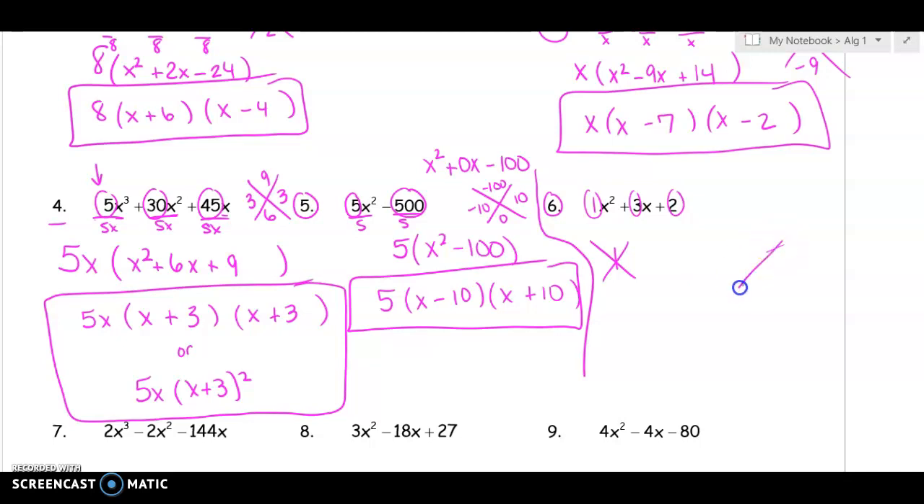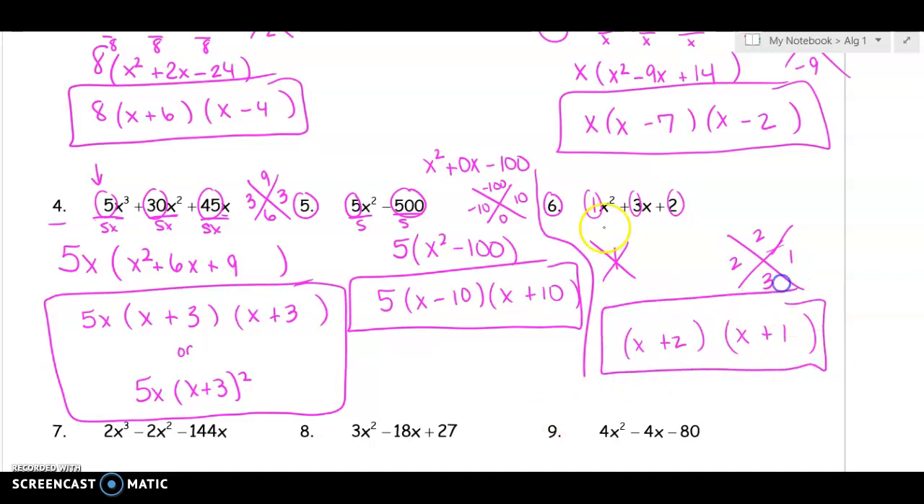So the next step is just a box problem. It's got to multiply to be 2 and add to be 3. Those numbers are going to be 2 and 1. So you just make two sets of parentheses. X goes at the front of both. Positive 2 means plus 2. Positive 1 means plus 1. So if it's a GCF of 1, you don't need to worry about dividing by 1. That's kind of silly. And you get that.